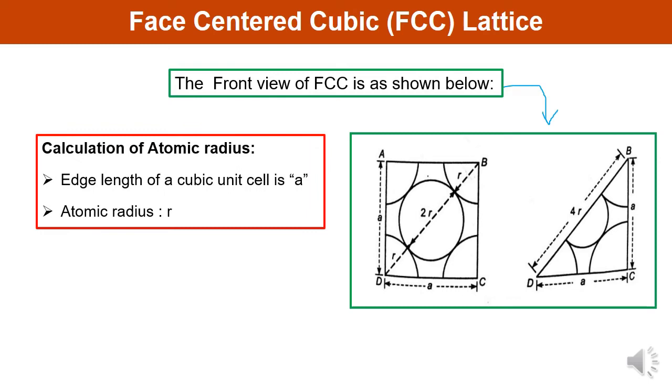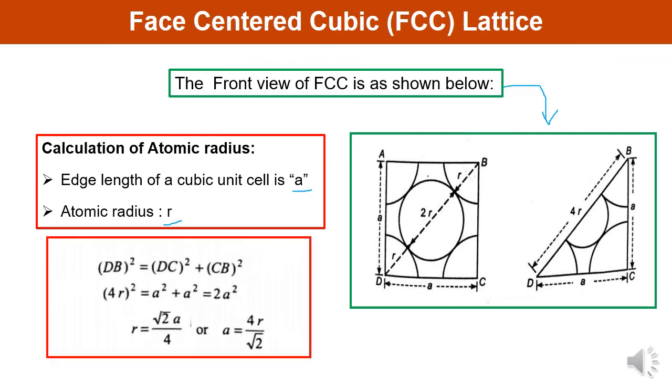Edge length of the cubic unit cell is A and atomic radius is R. Now you have to derive a relationship between A and R and calculate R. From this particular diagram you can see that, in this first diagram, the distance between D and C is A. This is the edge length, and the distance between D and B is the diameter 2R of this atom.